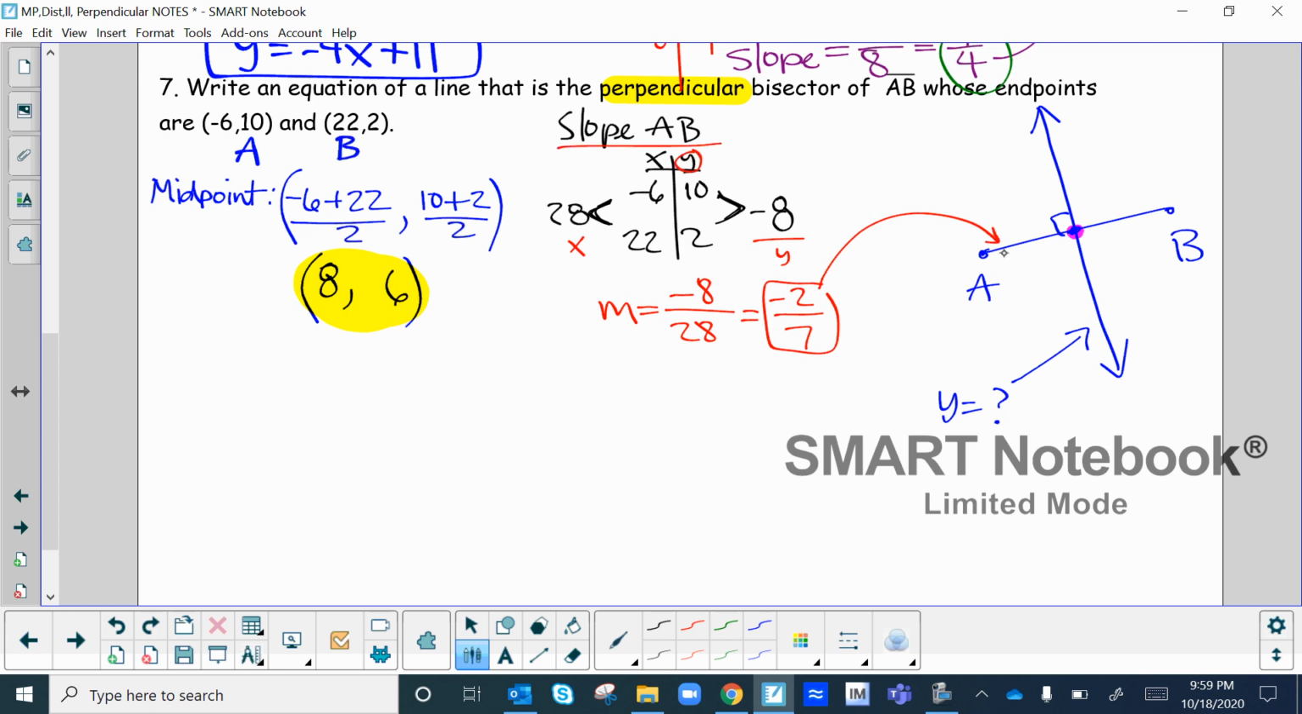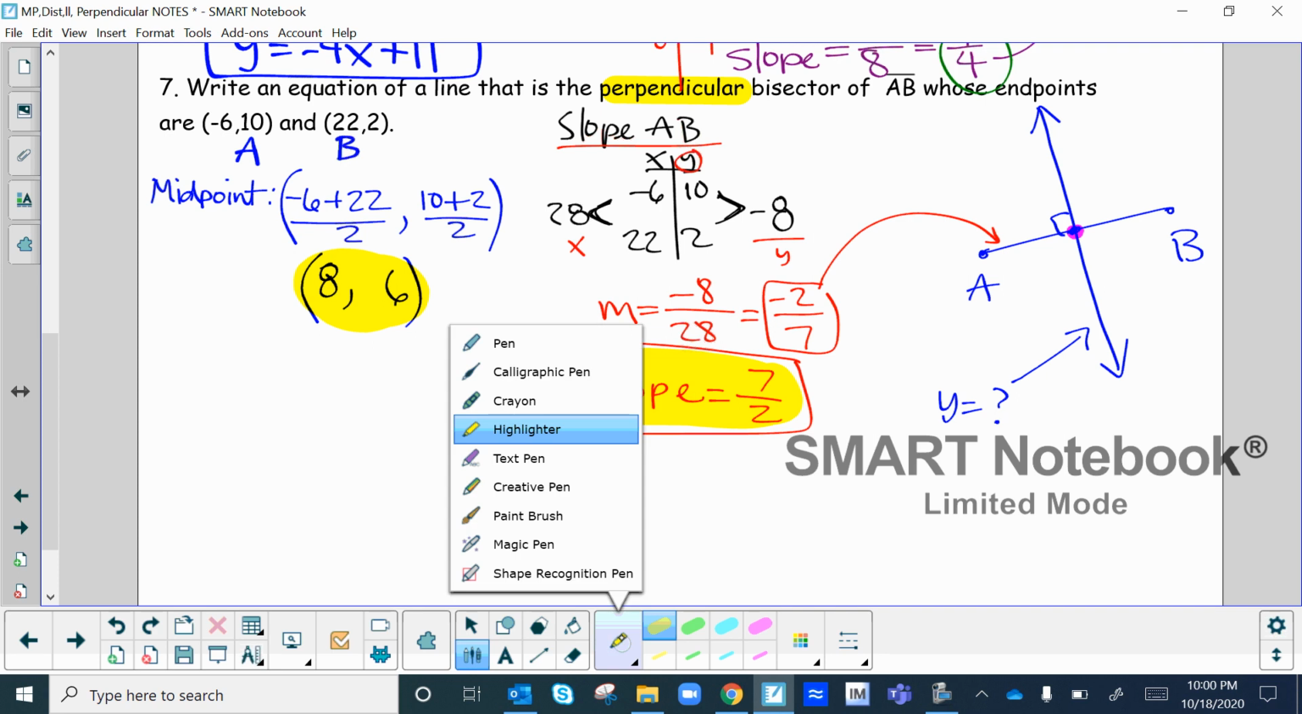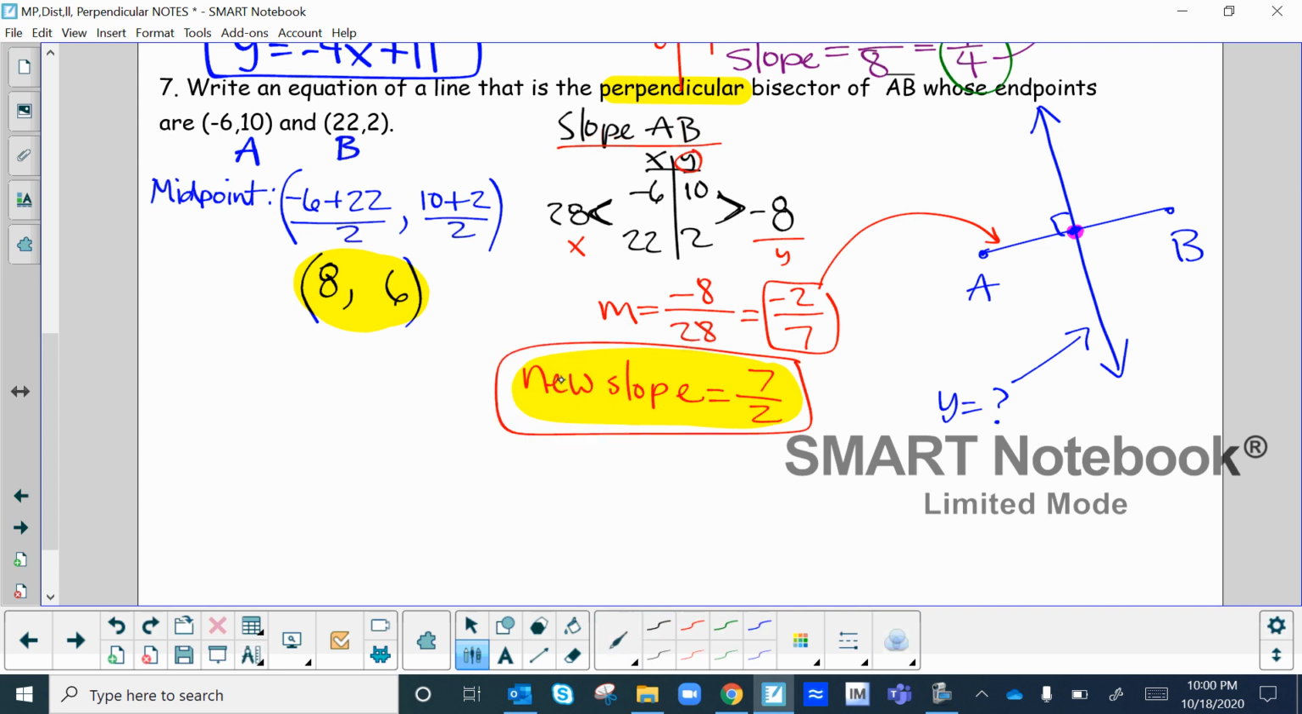So if that's the slope of AB, what is the new slope going to be? Our new slope is going to be the opposite reciprocal of that. So we're going to do obviously positive because that one's negative. So it's going to be 7/2. Let me highlight that because those are my two important things that I need to use to write my new equation. So I know it goes through (8, 6), and the new slope is 7/2. Okay, I'm almost there. Last one.